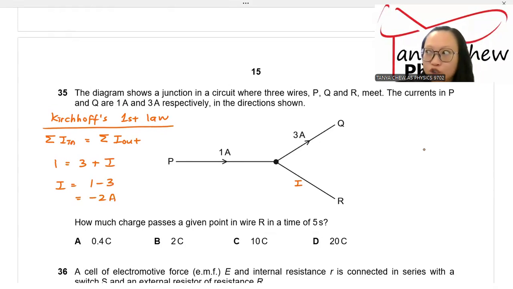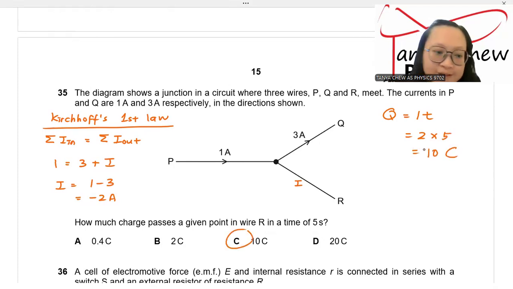But don't worry. Current and charge are both scalar quantities. Ignore the negative sign. Right, so how much charge? Calculate. Current, I just take 2, the magnitude, times the time, 5 seconds. So you get perfect 10 coulomb. C is the answer.